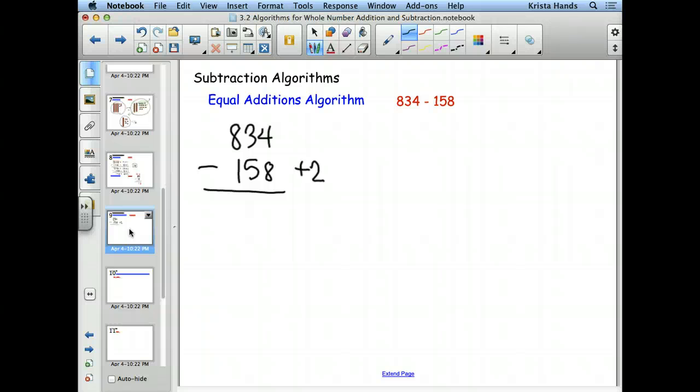But if I add the number to the second value in my subtraction, I need to add it to the first one as well. I'm equally adding values to the first number and to the second number. Okay, 834 becomes 836, and 158 becomes 160.